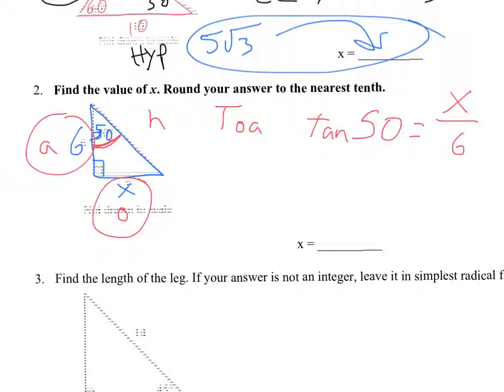And if you solve for X, of course, what we're going to have to do is multiply both sides by 6. Cancels that out. 6 times tangent 50 equals X. Round to the nearest tenth, you should get 7.2.